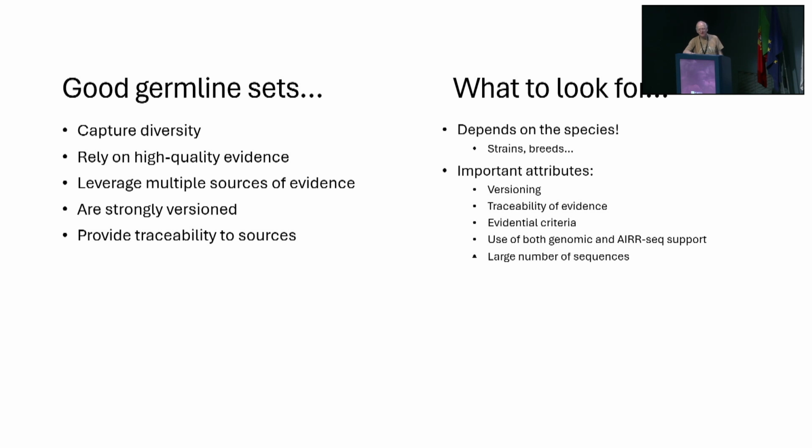If you have a germline set that's been developed from just one subject, from one particular breed or strain, and you're looking at another one, you may find quite a lot of question marks there. The important attributes are very much the ones on the left-hand side here. But the one I would caution on is this large number of sequences. You look at two germline sets and you find one of them has more sequences for your species than the other. Does that necessarily make it better? Well, it depends how good those sequences are. And having the wrong sequences in a germline set can be worse than not having them at all.